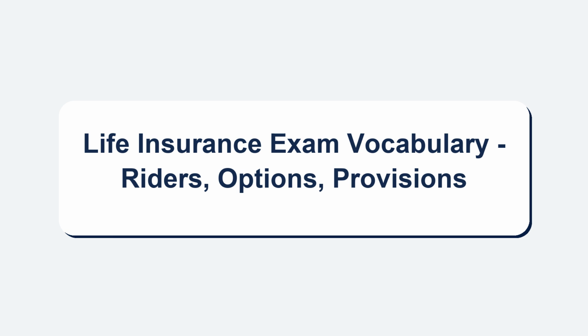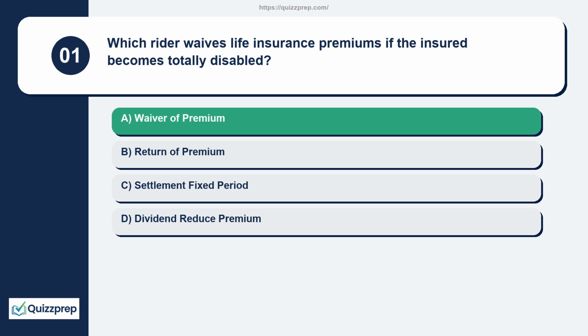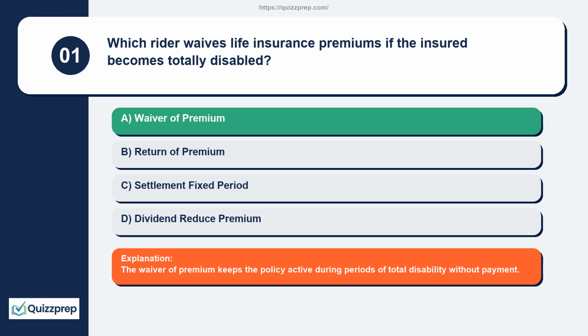Life insurance exam vocabulary, riders, options, provisions. Question 1. Which rider waives life insurance premiums if the insured becomes totally disabled? Waiver of premium, return of premium, settlement fixed period, dividend reduce premium. The waiver of premium keeps the policy active during periods of total disability without payment.